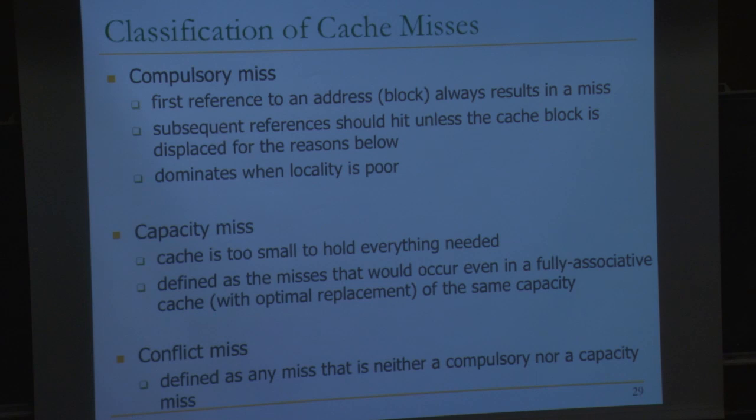That's not because it was compulsory. That's not because you didn't have capacity. That's not because there was a conflict, but just some other processor needed that block and needed to write to it. That's a coherence or communication miss. That's something else to keep in mind for when we cover coherence. We'll just add it here.